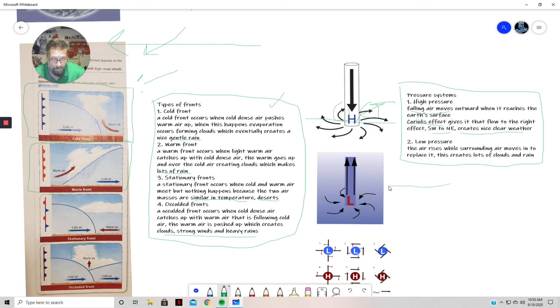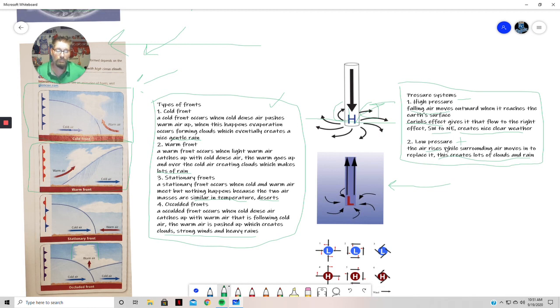Low pressure systems, now the air is rising, as you can see, and I got that right there. The air rises, and other air comes in to replace it. And we talked about that a bunch when we talked about the weather patterns, the air mass movement up above. So this air comes in to replace it, and that creates lots of clouds and lots of rain. So a high pressure system reduces weather, low pressure accentuates or magnifies, multiplies the effect.